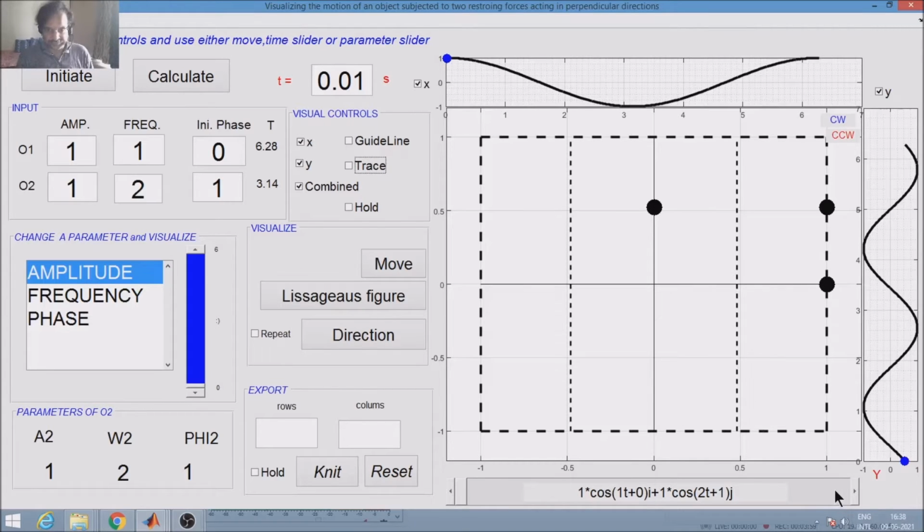Let us see. Now y has almost reached. So when y has reached its minimum, x is here. And again it continues like this. Let us trace it.